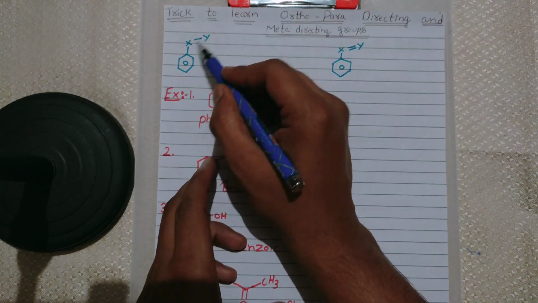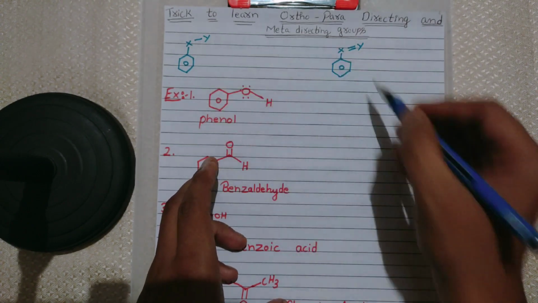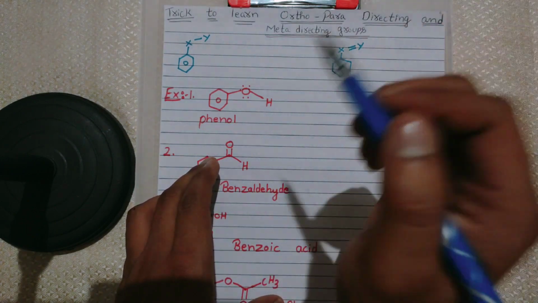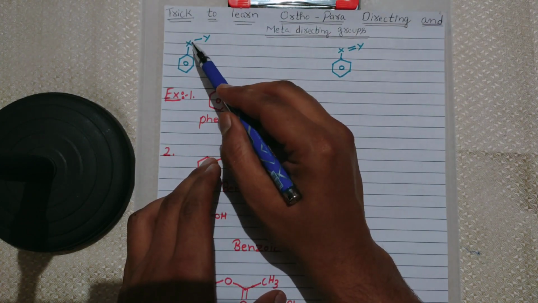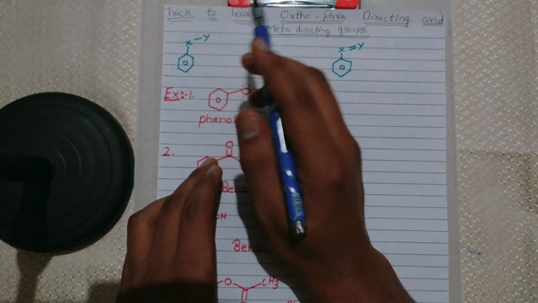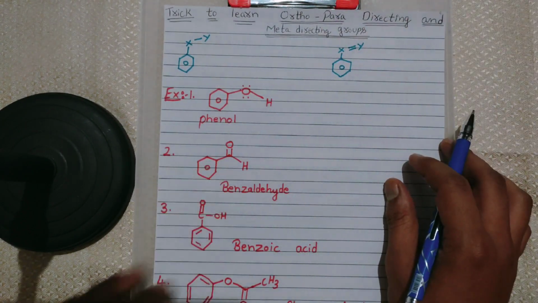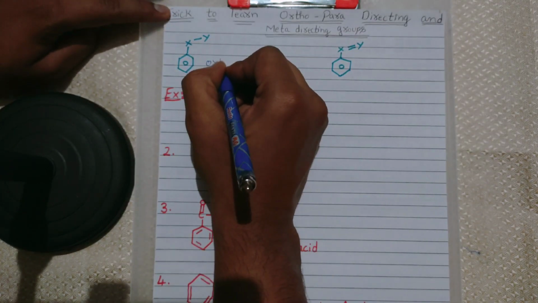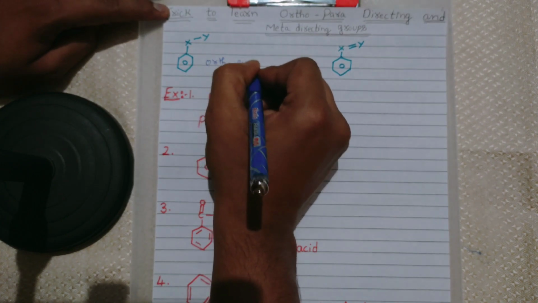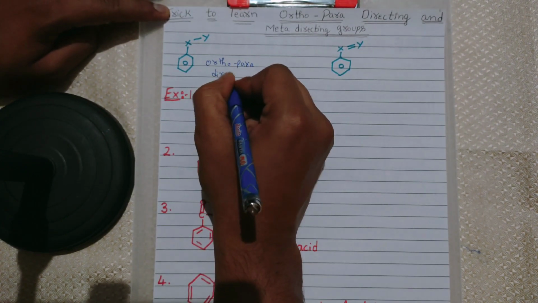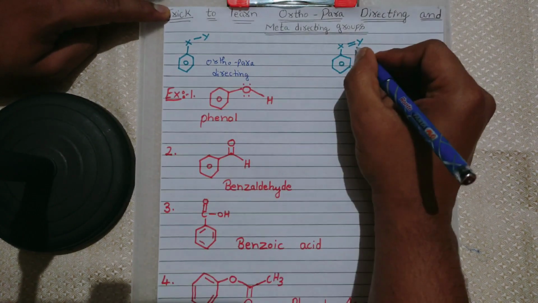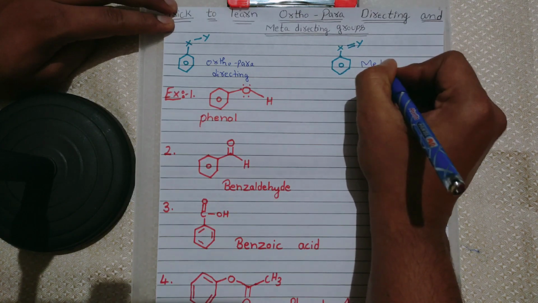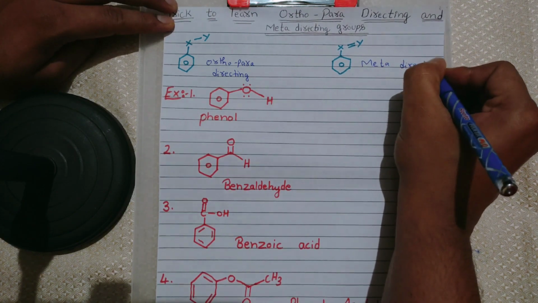Now here you can see Y is bonded to X with only a single bond, and here we have a double bond. Remember this is the base trick I am telling you. Whenever Y is connected to X with only a single bond, with only a single arm, then those groups are ortho-para directing groups. And whenever Y is bonded to X with a double bond, then those groups are called meta directing.